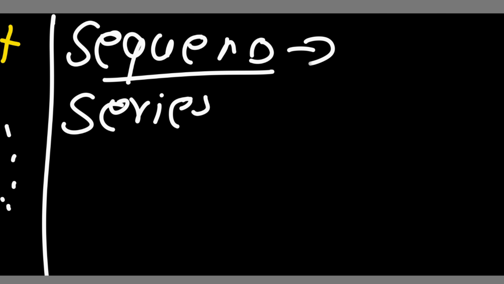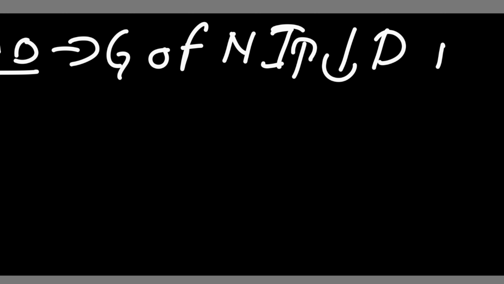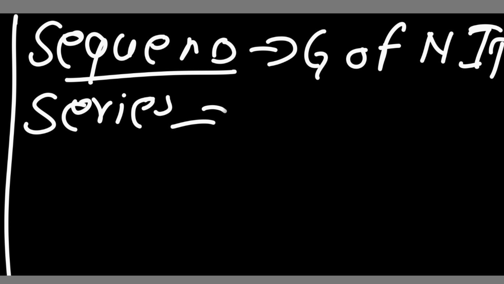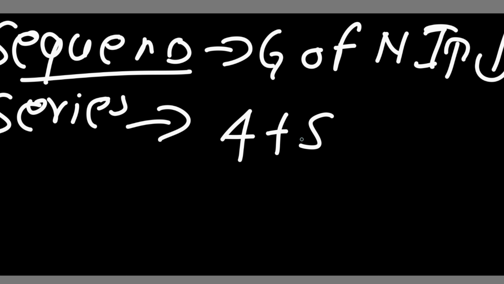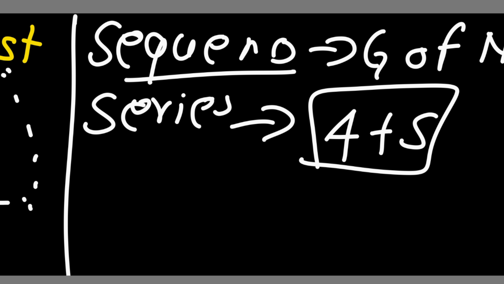Sequence means a group of numbers that is increasing or decreasing in a certain pattern. And series means the addition of the sequence. If you want to know the basics, this is what sequence and series mean.